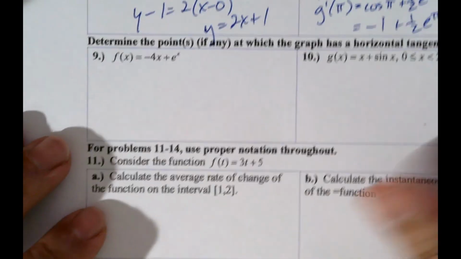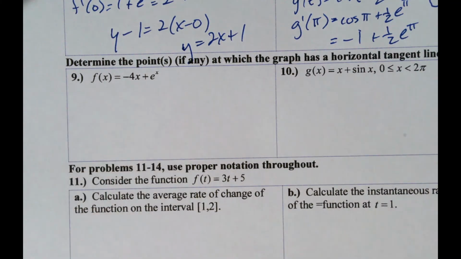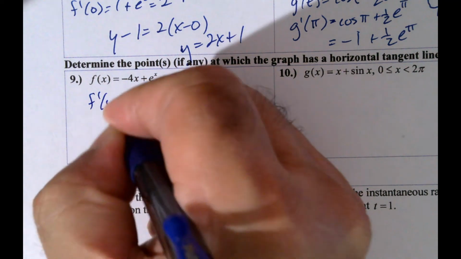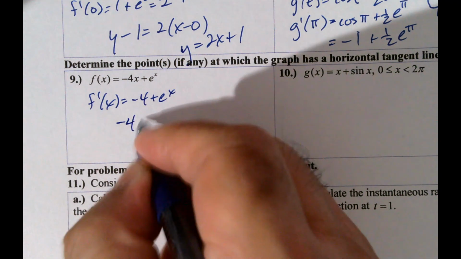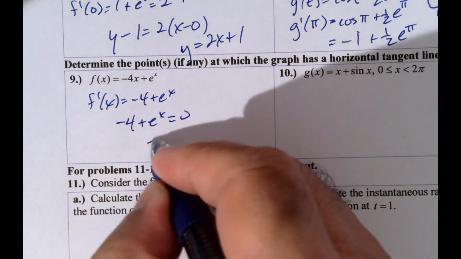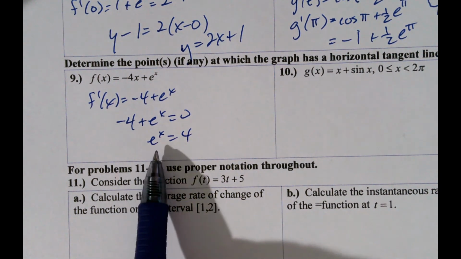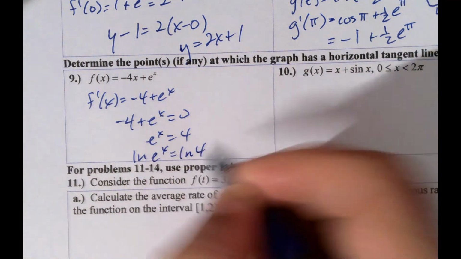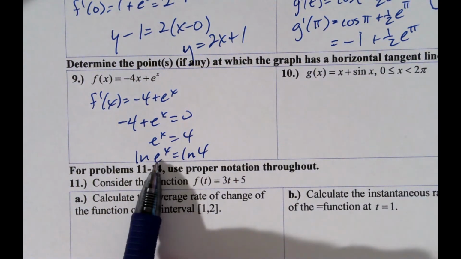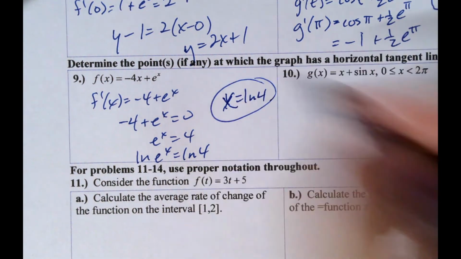Determine the points, if any, at which the graph has a horizontal tangent line. Horizontal tangent line means the slope is 0. So to get the slope, we take the derivative and set it equal to 0. It's -4 plus e to the x. When is that equal to 0? -4 plus e to the x equals 0, which is e to the x equals 4. Remember, whenever you're solving equations with a variable in the exponent, you take the natural log of both sides. Natural log and e cancel each other out, so you just have x equals natural log of 4, and that is our answer.